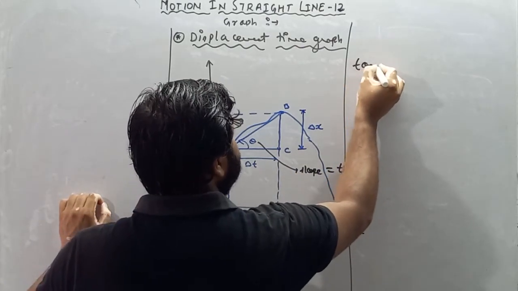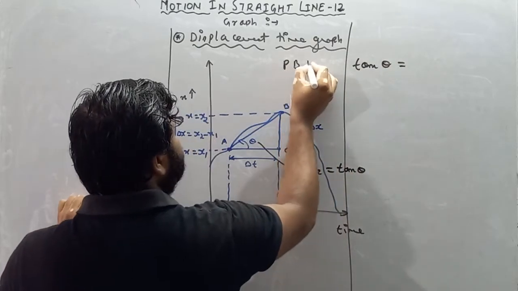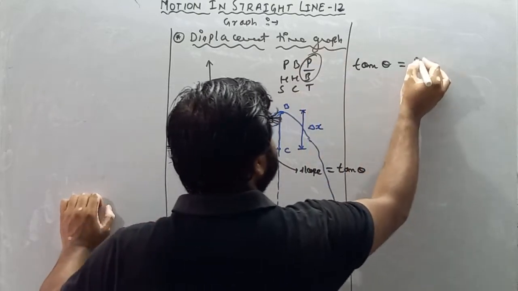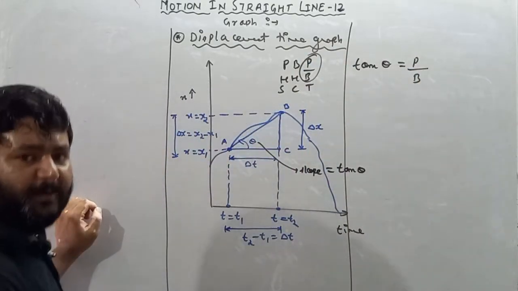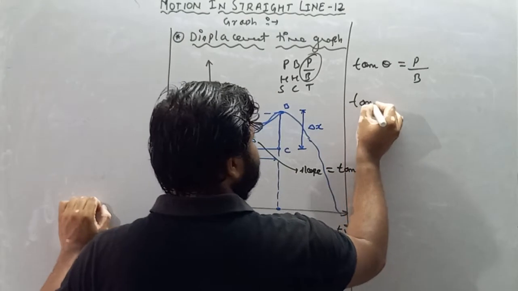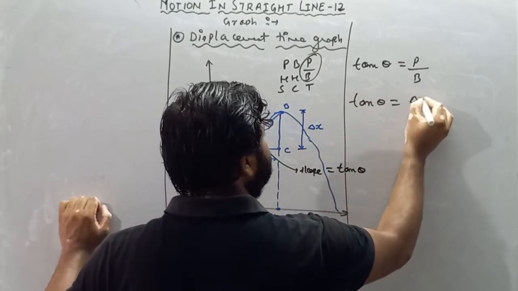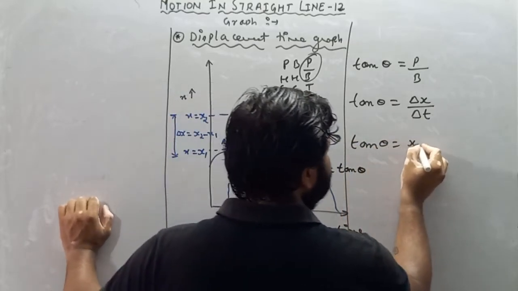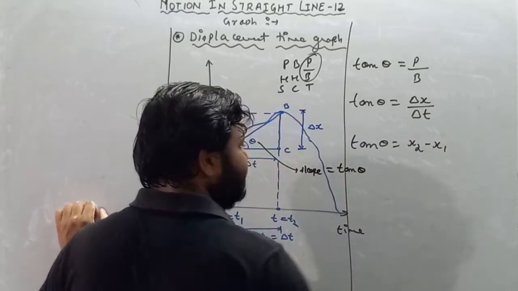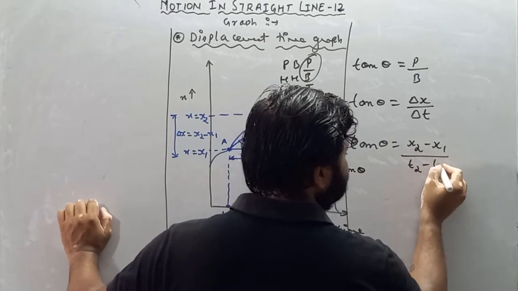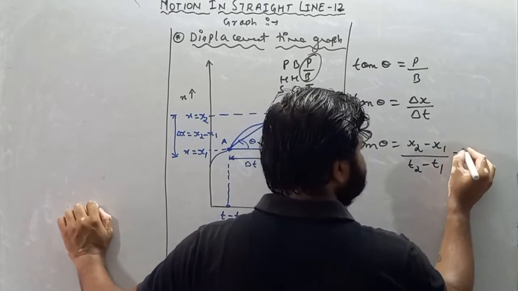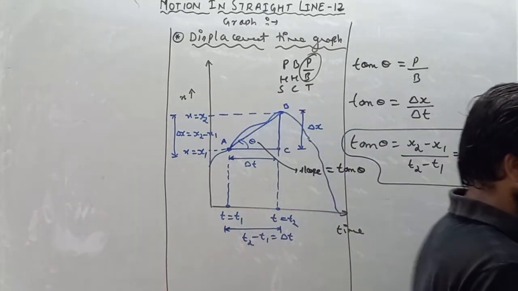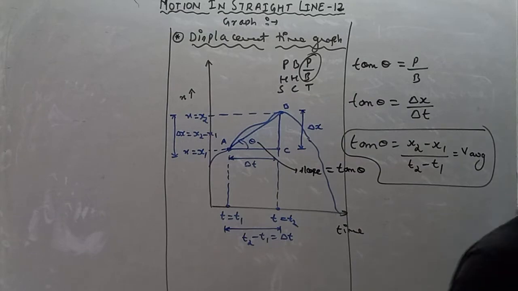Now see, tan theta is equal to, we know that tan theta is nothing but perpendicular upon base. So tan theta is equal to, perpendicular is delta x and base is delta t. So tan theta is change in x, it is x2 minus x1, upon change in time, it is t2 minus t1. So what will we get, my dear student? We'll get average velocity. Remember this thing, my dear student.